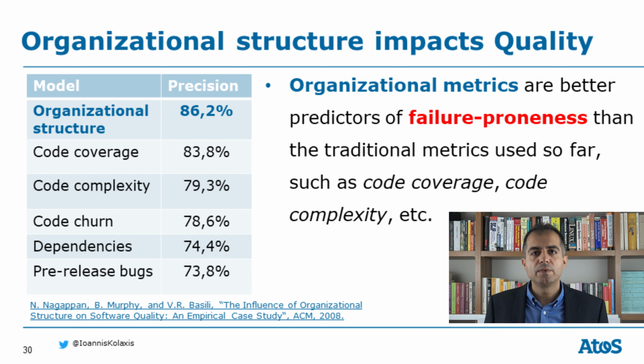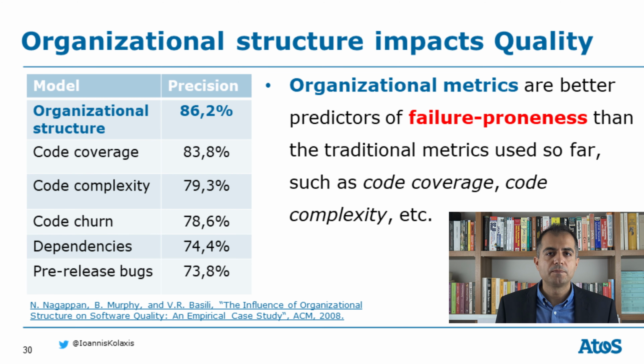So you can see that the organizational structure helps us predict the failure proneness of a module, of a software module, with a much higher precision than all the other metrics. The organizational structure has a precision of 86.2%, whereas code coverage and code complexity come next.